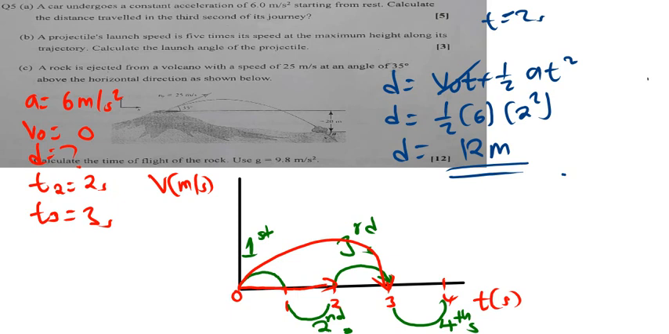Okay, I'll leave it there. So I need to find again the distance when t was equal to 3. I'll use the same formula. I can clearly see that my d will be equal to, this term will be cancelled, I'll have half, acceleration is 6, time is 3, and now I have to square it. So my distance will be equal to 1 divided by 2, which is 0.5, times 6 times 3 squared.